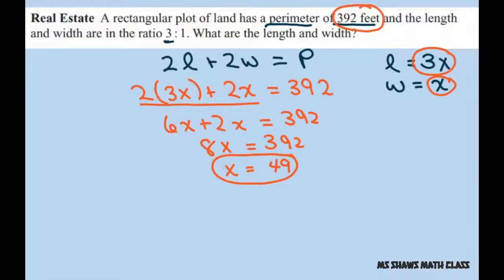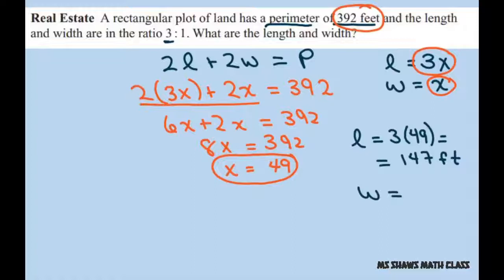Now we're going to find the length and width. So the length is going to be 3 times 49. And that gives you 3 times 50 is 150 minus 3. It's going to be 147. And that's going to be feet. And the width is just going to be x, which is 49, and then feet.